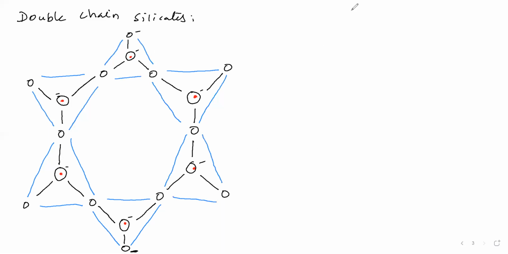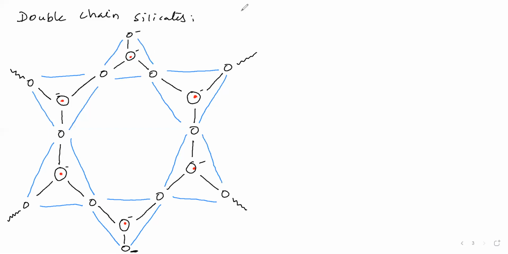In this way this O is continuing with another neighboring silicate SiO4 unit. This O is bonding with the neighboring SiO4 unit. This O is bonding with the neighboring SiO4 unit. This O also bonding with the neighboring SiO4 unit. This is O minus. It is not bonding with the neighboring SiO4 unit. It is also O minus. It is not bonding with the neighboring SiO4 unit. Okay. This is called a double chain silicate.